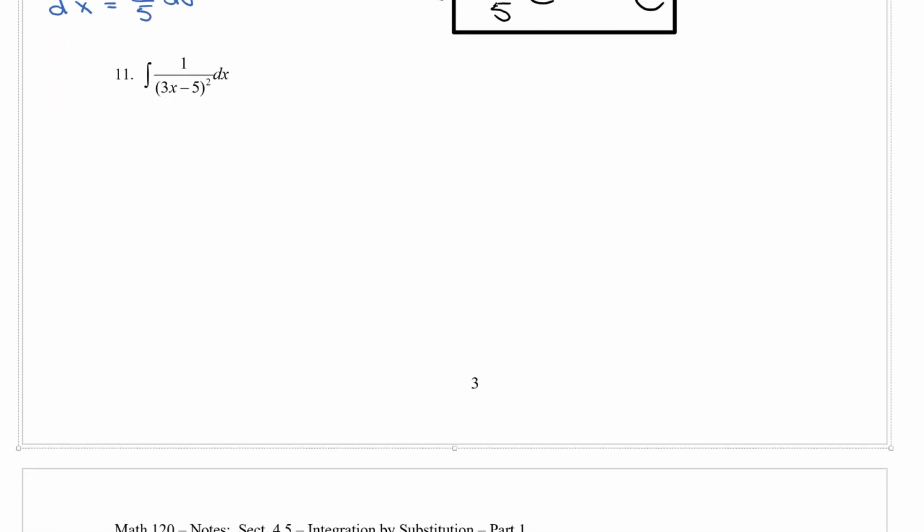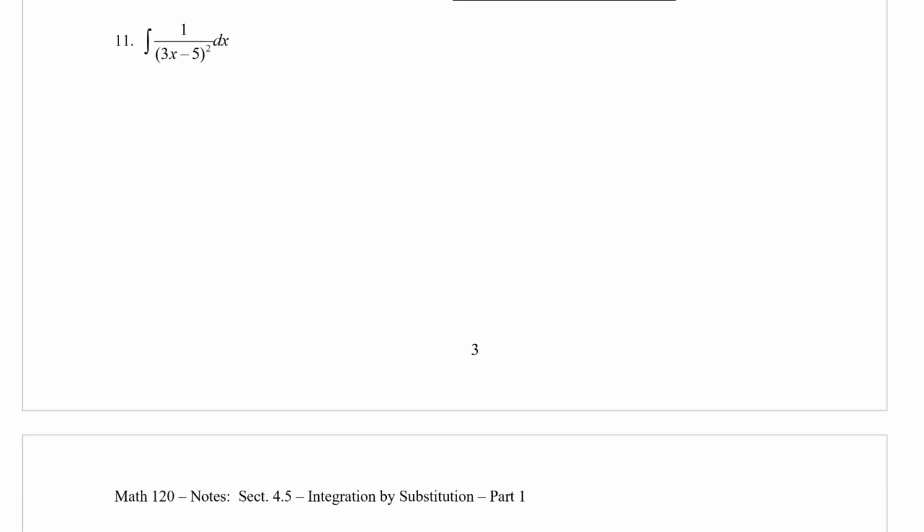Number 11, the integral of 1 over, and we're going to open up a set of parentheses here in the denominator, 3x minus 5, close the parentheses, raised to the second power, and then dx out to the side. I've highlighted the 3x minus 5 because that's going to be our inner function. So I'm going to write down u equals 3x minus 5. Du is going to be equal to 3 dx. Now we solve for dx. So I'm going to divide by 3 to both sides. So we'll get 1/3 du is equal to dx.